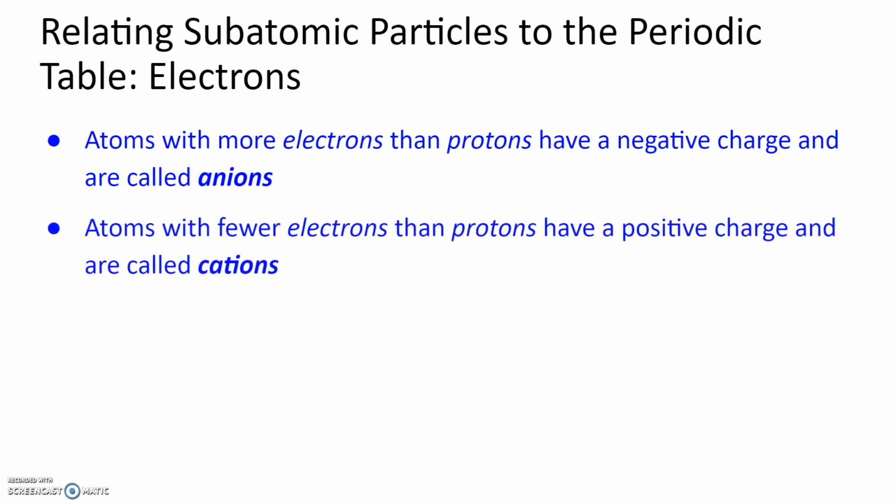However, atoms with fewer electrons than protons have a positive charge because they have more positive things. We call these cations. Cats have paws, thus cations are positive.